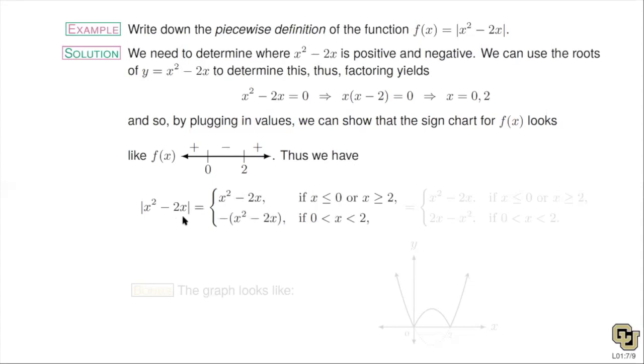The absolute value of x squared minus 2x is x squared minus 2x if x is less than or equal to 0 or if x is greater than or equal to 2. And it's negative of x squared minus 2x if x is between 0 and 2. This is exactly the region where the function is negative, between 0 and 2. So there's this clear correlation between where the function is non-negative and how we've defined our absolute value.